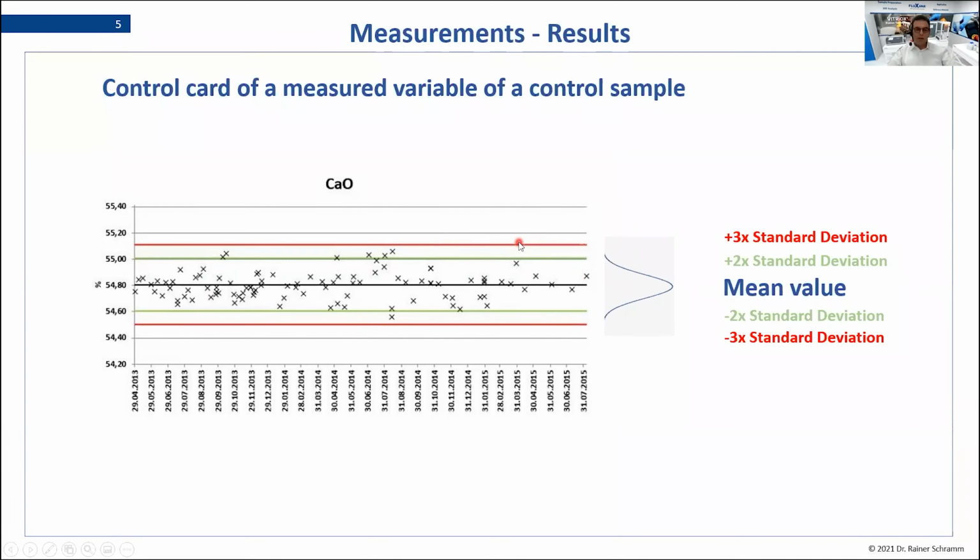Values in between this warning level and the red one, which is 3 times the standard deviation, are then the intervention level. If it's outside, you really have to do something, and your method is not working okay anymore. In between, this is a kind of warning region where you should observe your method, and if there is more than one value after the next, then of course you need to take some action.